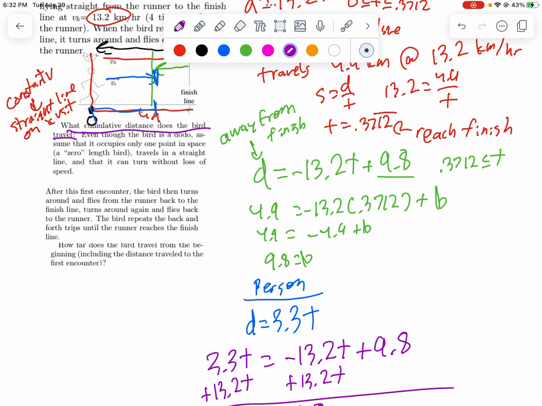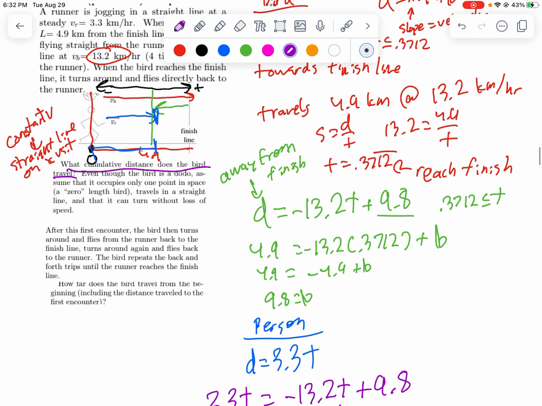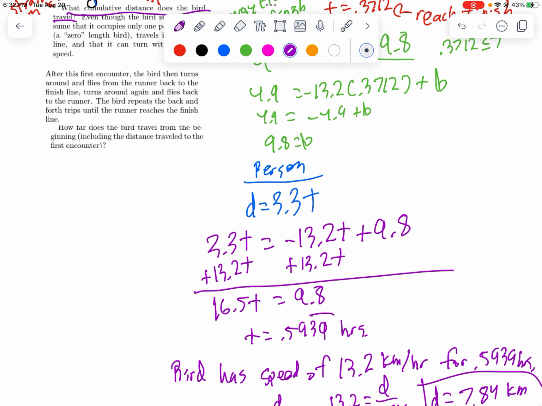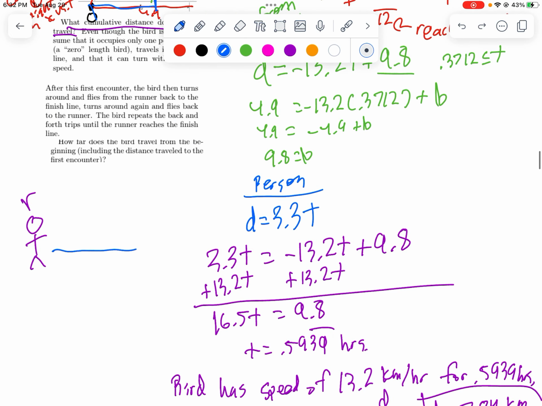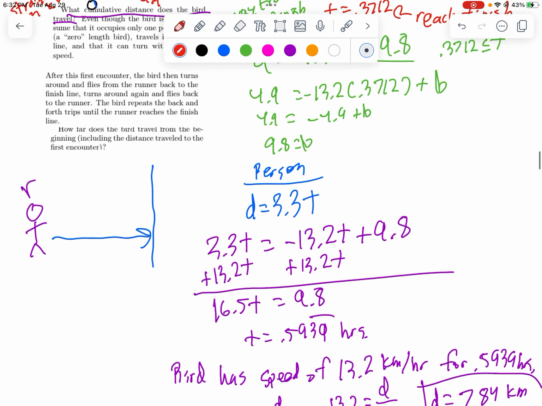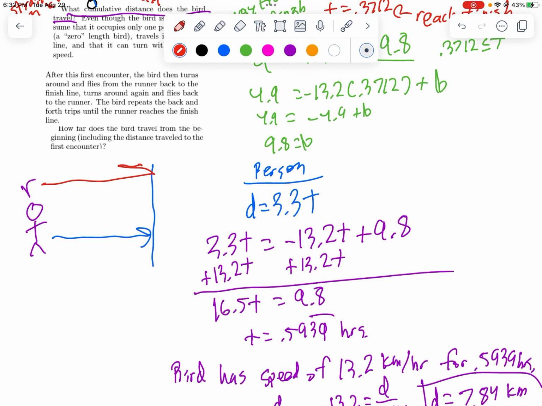Number 6 tells us that the bird and the runner keep doing that. So I'm going to draw my picture in. So there's my runner. There's my bird. So the runner goes, and then maybe I'll do the runner in blue to be consistent. Yeah. So the runner goes towards the finish line, and then the bird also goes towards the finish line. But the bird keeps going back and forth. So it'll go there, it'll go back, it'll go there again, and it'll go back again, all the way until the runner reaches the finish line.